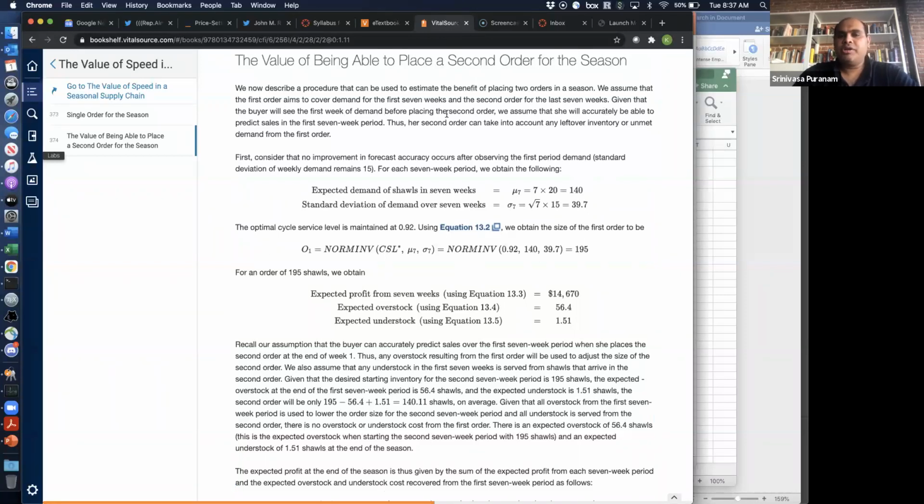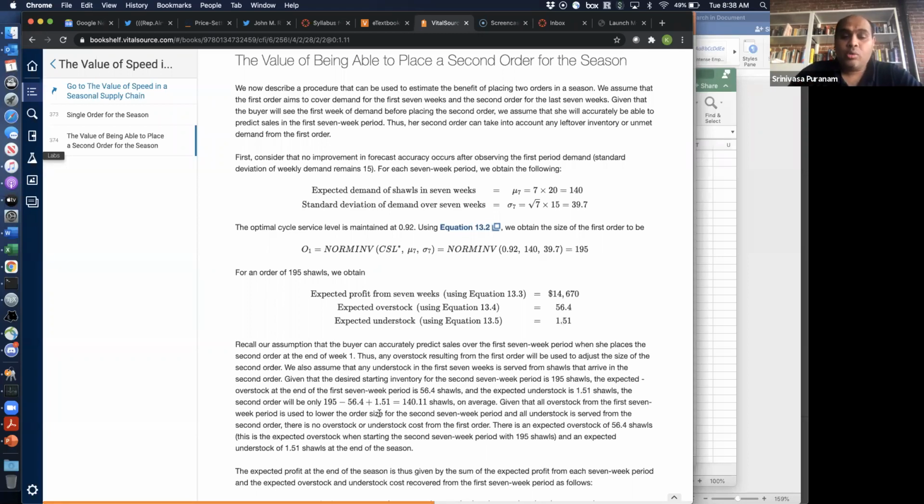Given that the buyer sees the first week demand before placing the second order, we assume that she'll accurately be able to predict sales. So that's the assumption that we're making. First, consider this is the case where there is no improvement in forecast accuracy. Now, her second order will also take into account any leftover inventory or unmet demand from the first order. So we know that there is an expected overstock of 56.4 units, and an expected understock of 1.5 units, which means that after the first seven weeks, on average you'll either end up with about 56.4 units of overstock, or you might understock by 1.5 units. So you have this idea.